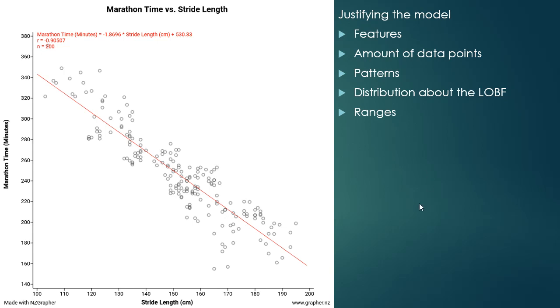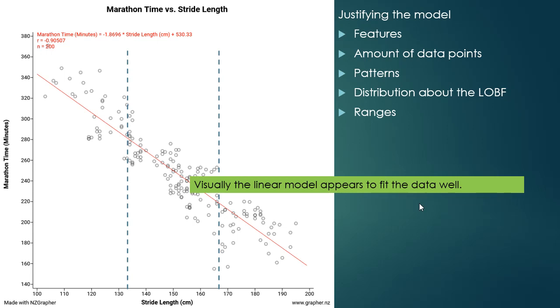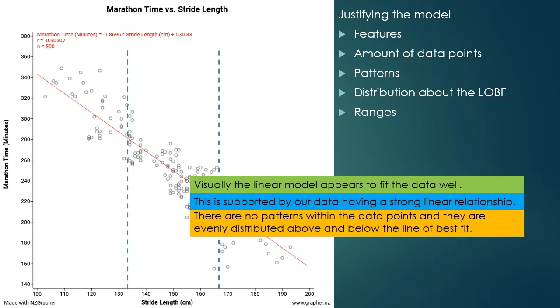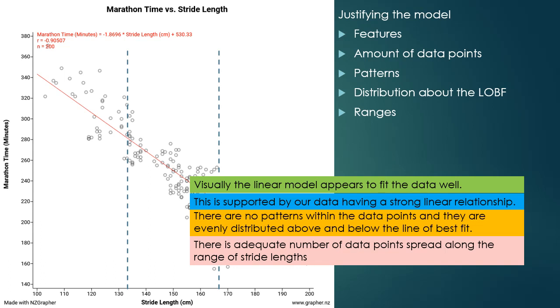So for this one, we can say that visually the linear model appears to fit the data well. This is supported by our data having a strong linear relationship. There are no patterns within the data points, and they're evenly distributed above and below the line of best fit. And there's an adequate number of data points spread along the range of values. So overall, I think that this linear model appears to fit the data well.